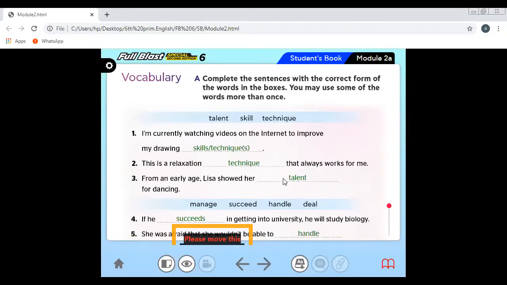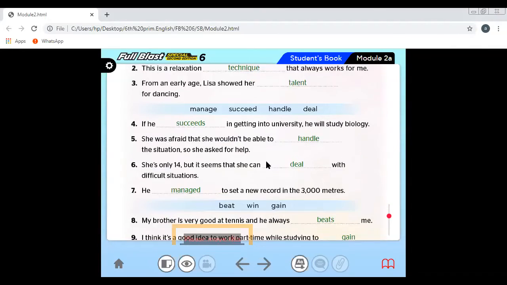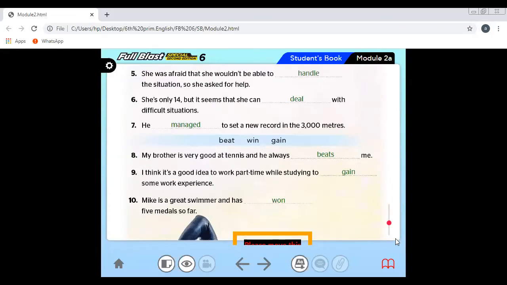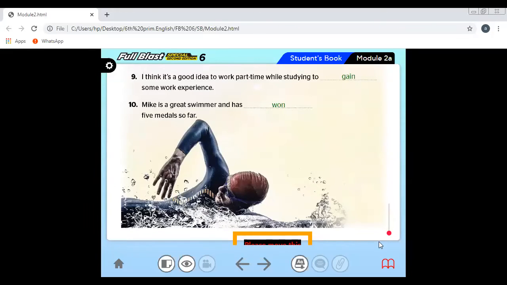Did you write down the answers? Here are the answers in front of you. Let's go to the next part. Why do we put won? Because he won the medal. We didn't write win because it's present perfect: has and the past participle, has won. Okay, let's go to the next part.